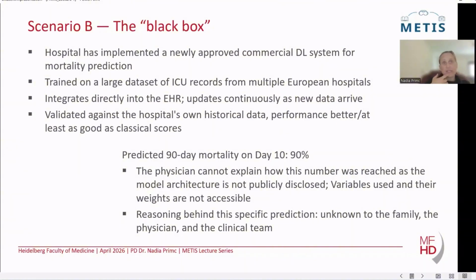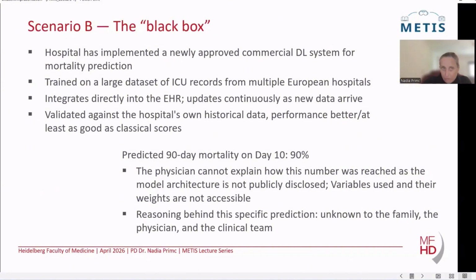On the plus side for the clinicians, this system is integrated directly into the electronic health records, and it updates its output continuously as the new data comes in. So it gives you a continuous update on the prognosis for your patients. And after 10 days in the ICU, the system outputs a predicted 90-day mortality of 90%. This means among patients with a similar clinical profile to this one, approximately 90 out of 100 patients are expected to have died within 90 days.